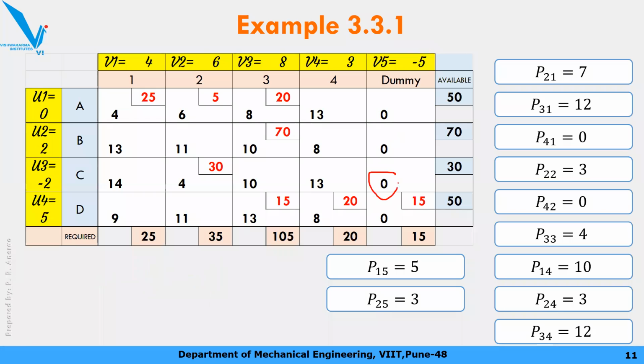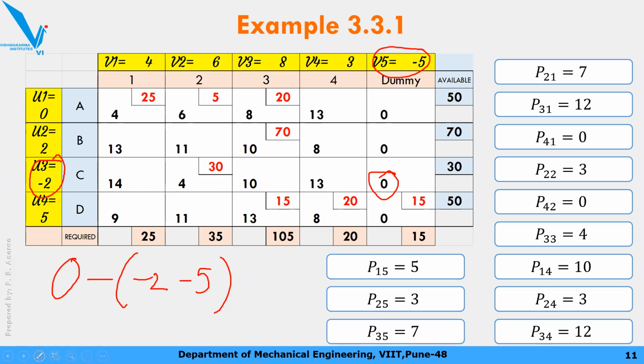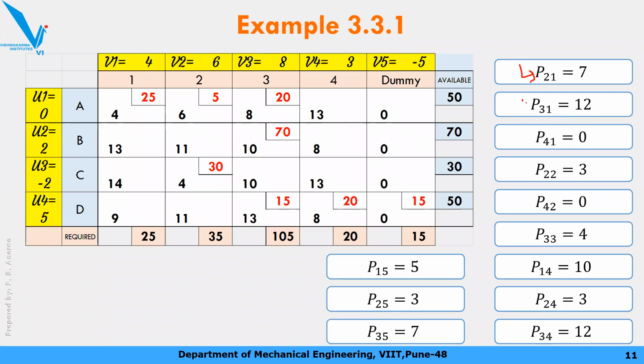Now the last cell, for this cell we will do the calculation. Cost is 0 minus the corresponding U, which is minus 2, and the corresponding V, which is minus 5. Minus 2 plus minus 5 is minus 7, minus into minus is plus, so plus 7. So these are all the improvement indices. Okay, you do not need to show every calculation clearly in your notebook. Just write down the improvement index the way I have written on the slide. Okay, any doubt?